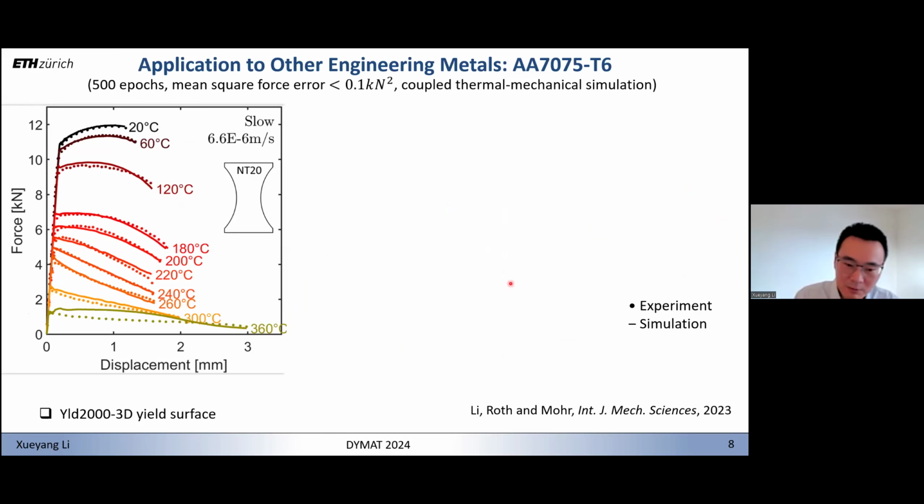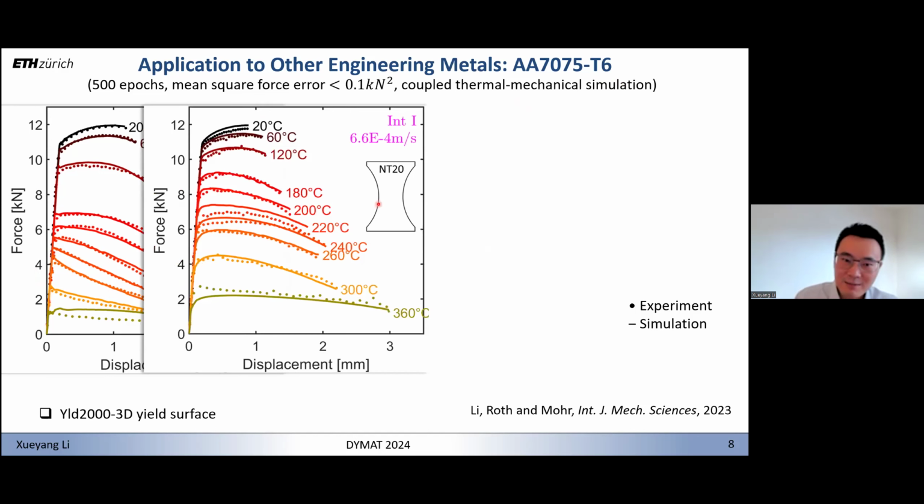Now that we have our model, we could also apply it not just to automotive steel, but to other engineering metals. In this case, we had a look at a broad range of tests for 7000 series aluminum at a wide range of temperature and strain rate. On the left-hand side, I compare the experimental and simulated force displacement curves at low strain rates. From room temperature to 300°C, we have a very good fit, especially at high temperature, large deformation, post-necking response of the material.